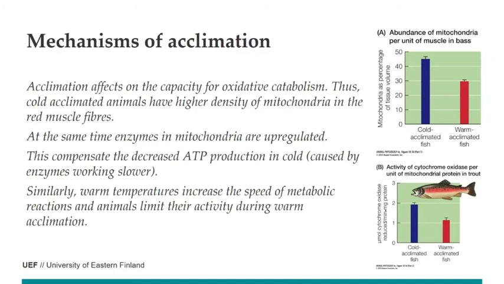But we can also think of it in the opposite direction. Warm temperatures are speeding the metabolic reactions, and that's why the animals can limit the activity during this warm acclimation. And actually, that's a very good benefit, because when they are limiting this metabolic rate by lowering the amount of enzymes and lowering the amount of mitochondria, they are actually making the animal able to tolerate higher temperatures.